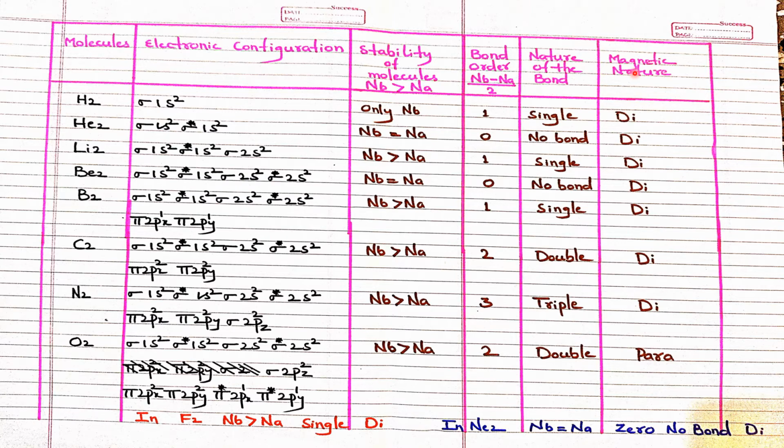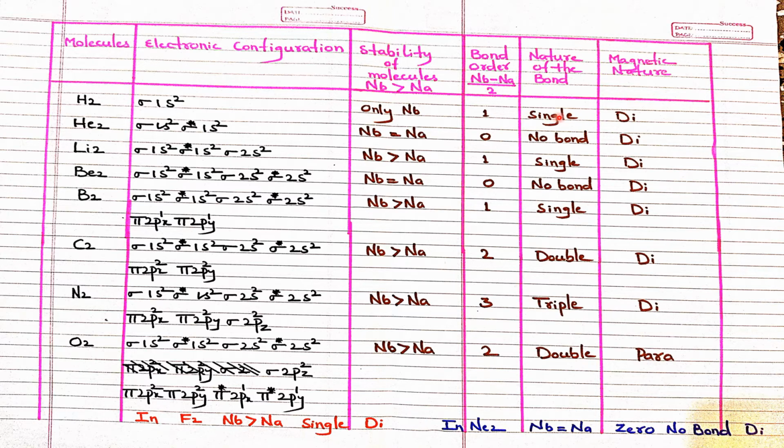Now, the first molecule, hydrogen. Is it stable or not? Definitely stable, because two electrons are there and all are bonding only. Now, what about the bond order? The bond order formula is (Nb minus Na) by 2. Nb equals 2, Na equals 0. So (2 minus 0) by 2 equals 2 by 2 equals 1. Bond order 1 means a single bond.